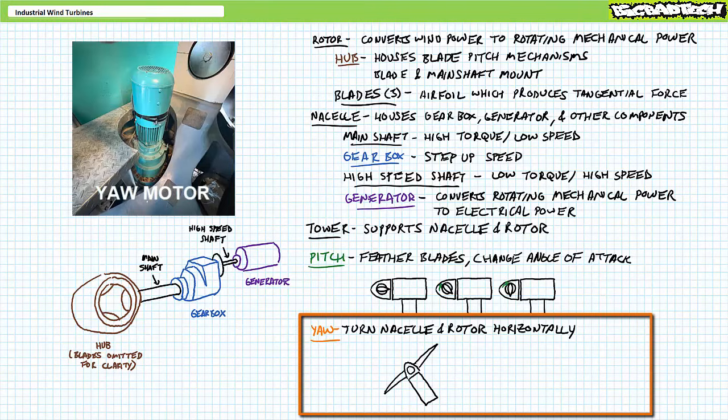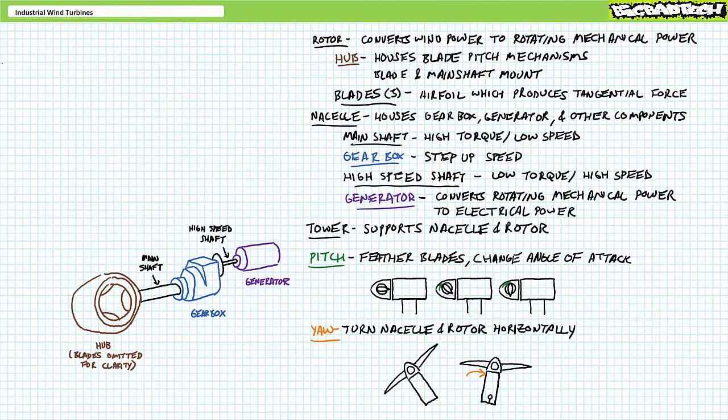To yaw is to rotate the nacelle relative to the tower. Between the nacelle and tower, yaw motors horizontally rotate a turbine into or out of the wind and expose more or less of the rotor area to the incoming wind. We'll significantly expand upon this basic description of a wind turbine in this particular lecture.